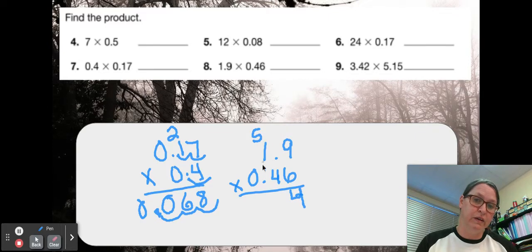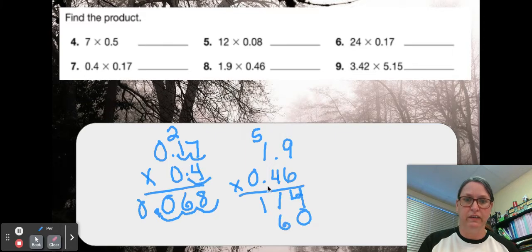6 times 1 is 6, plus 5 is 11. And I'm going to put my placeholder. 4 times 9 is 36. 4 times 1 is 4, plus 3 is 7. Now I've got to add it across.